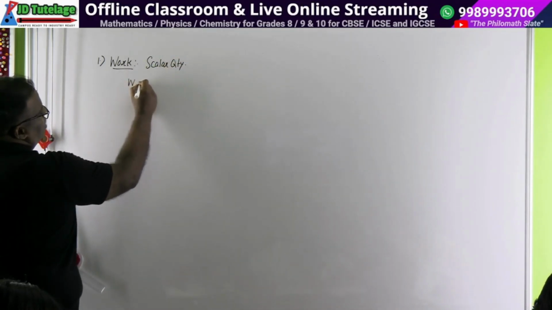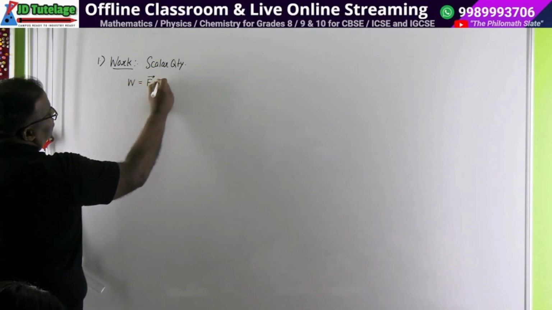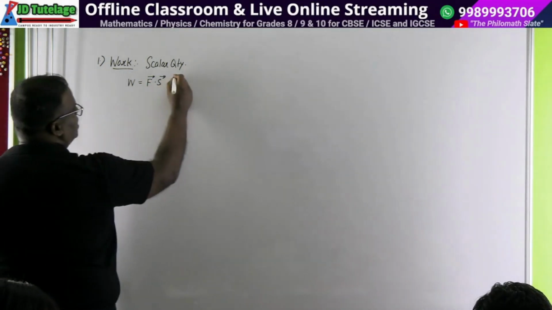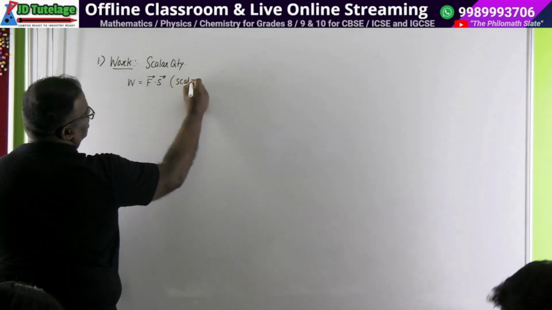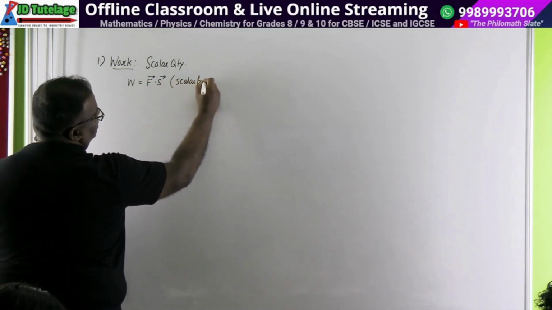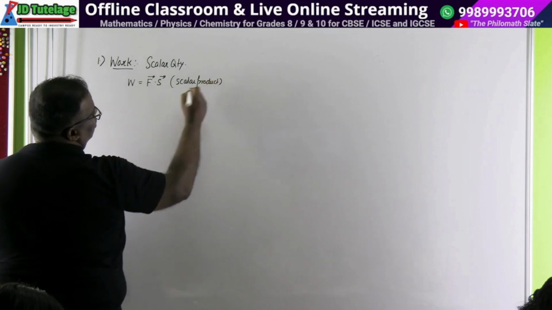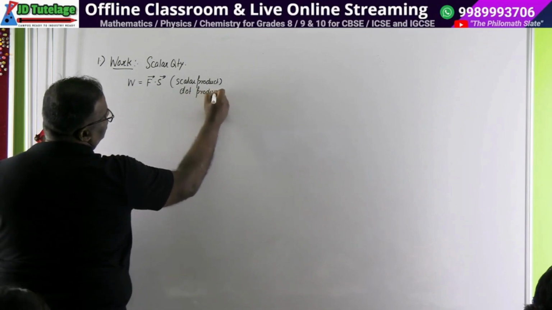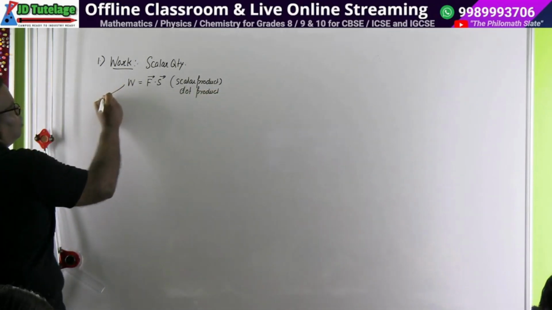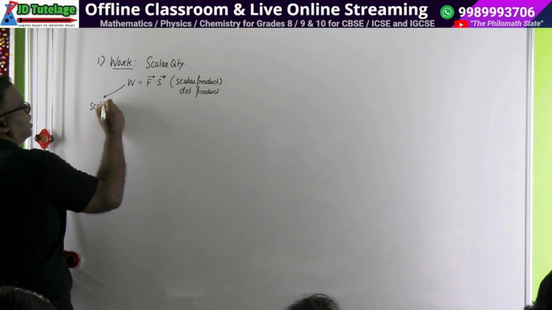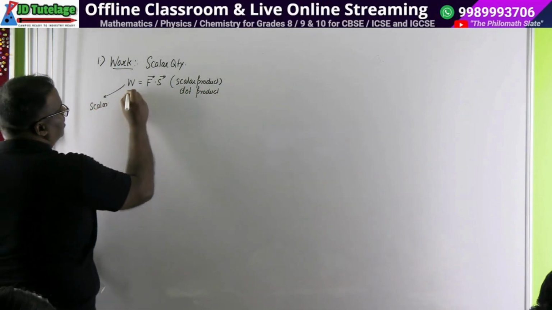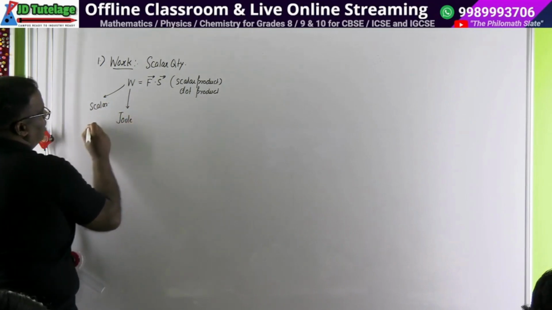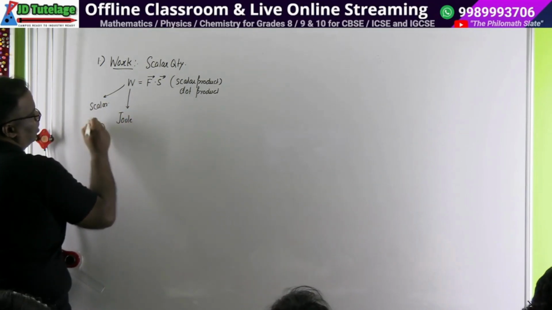Equation is given by scalar product of force and displacement. This is what this is known as scalar product, also known as dot product. And whenever you do a dot product, this outcome will always be a scalar. That's why the unit of work is joule and not Newton meter.